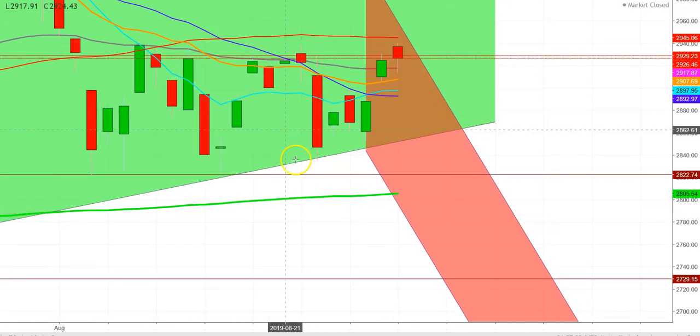Therefore, friends, be ready to see action in the S&P 500 index during the upcoming week. No doubt that heavy volatility will be there.